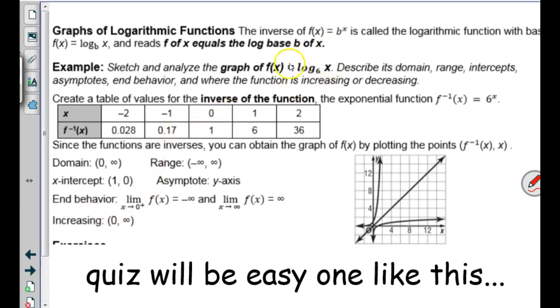This is a log base 6 question that you have on your worksheet. Basically, its inverse is 6 to the x, so you could find 3 ordered pairs by just putting in 0, 1, and -1. This would be 1/6. And then to do the inverse, you flip them all.